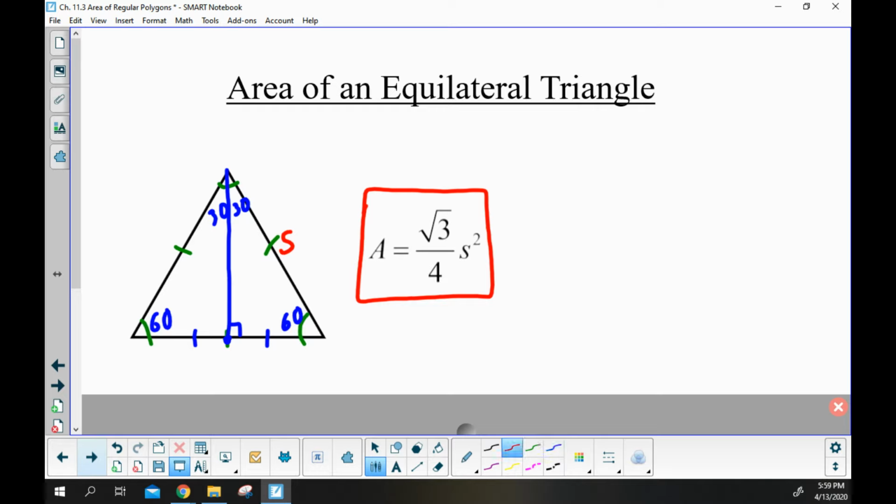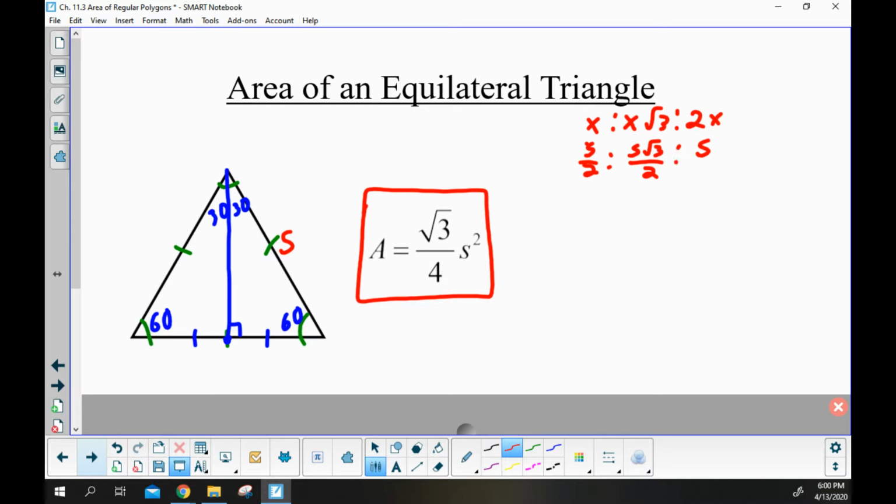Now, if you remember your 30, 60, 90s, their ratios are x, x root 3, and 2x. Well, if 2x is S, that means x has to be S over 2, which means that the 60 degree side, or the height in this case, has to be S root 3 over 2, because it's whatever x is. So that's where that comes from.